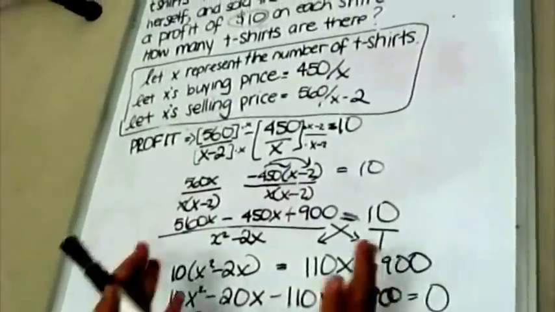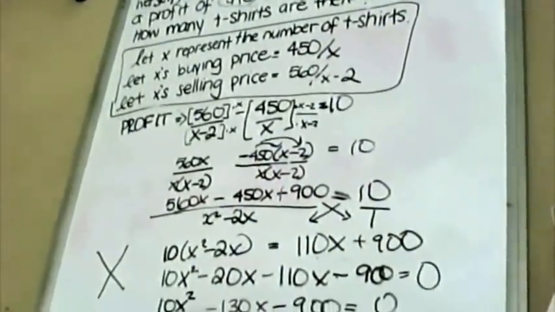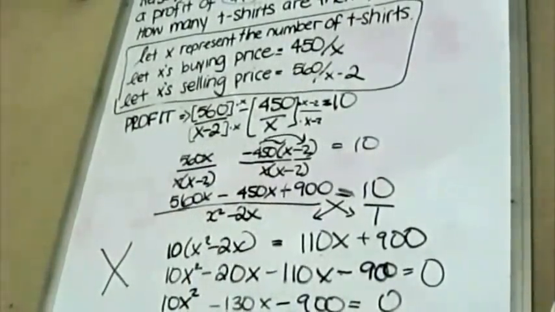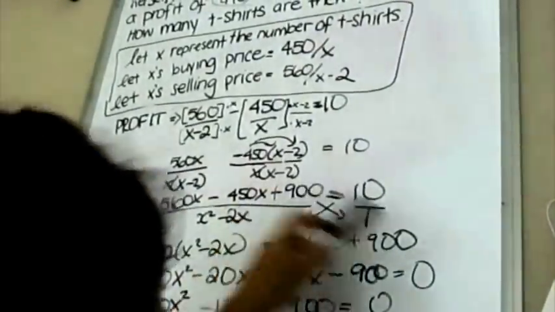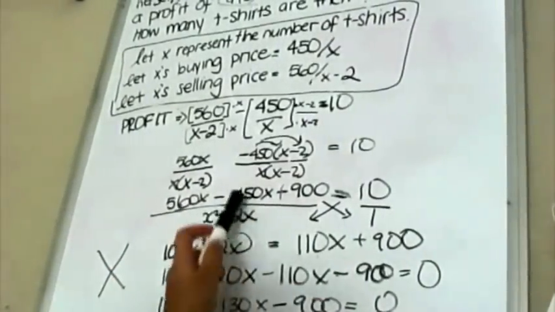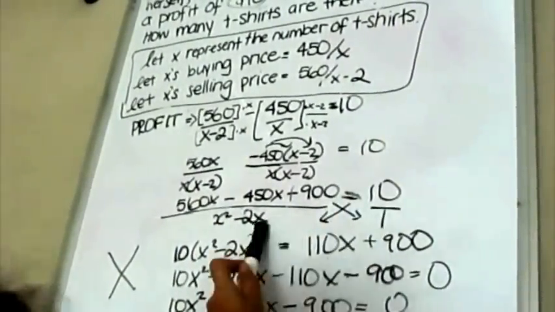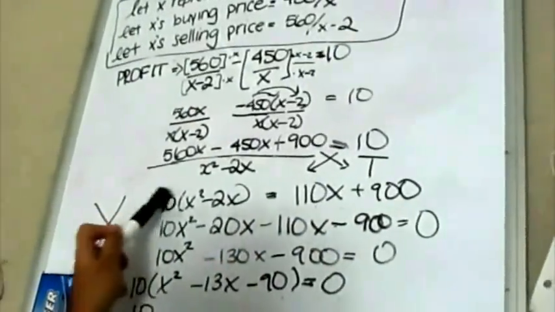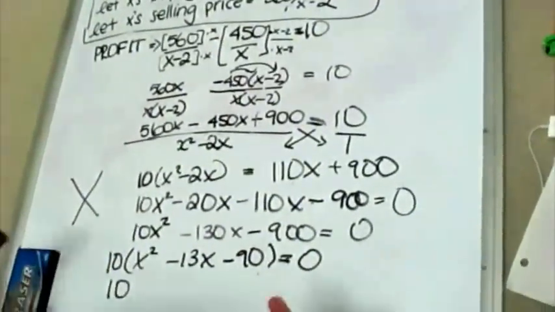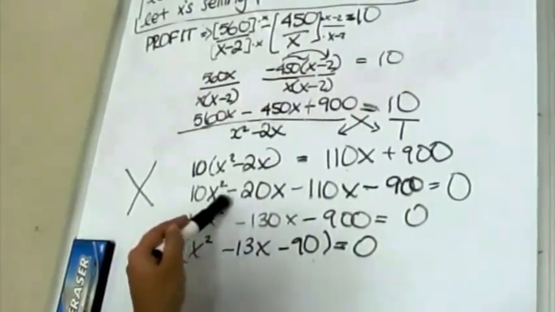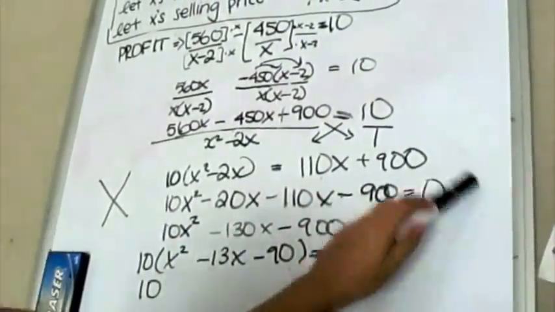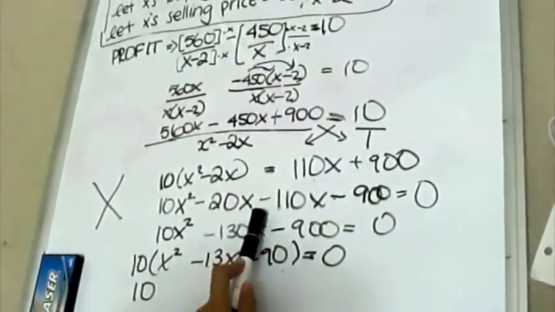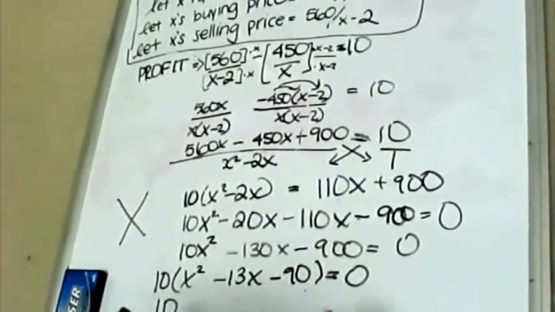Since it is equated and it's not an inequality, what you want to do is go right ahead and cross multiply. This is going to be multiplied by 1 and the 10 is going to be multiplied by the denominator. So as you can see here, this is what we did. Go ahead and distribute the 10 into the denominator. What you end up getting is 10x squared minus 20x. And you want to bring over the 110x and the 900. So what you end up getting is negative 110x minus 900 is equal to 0.